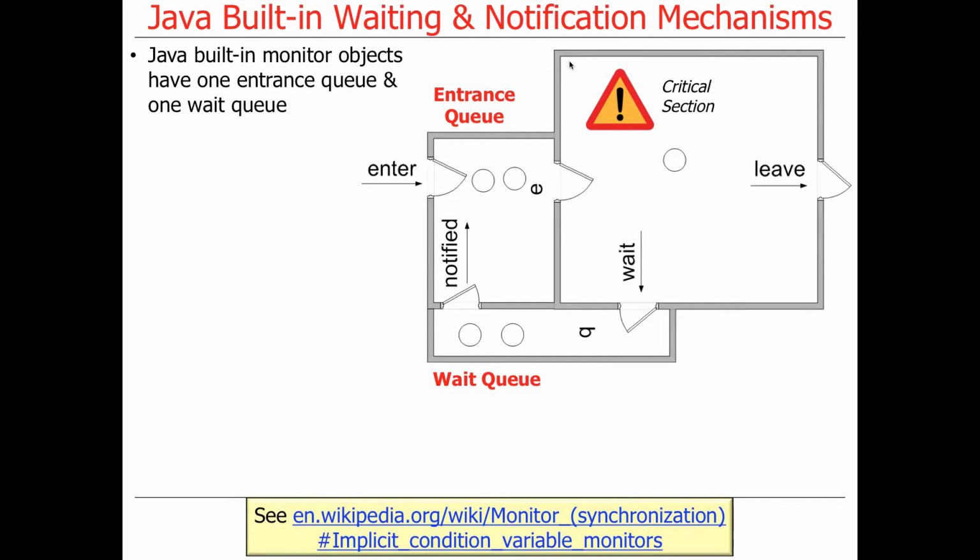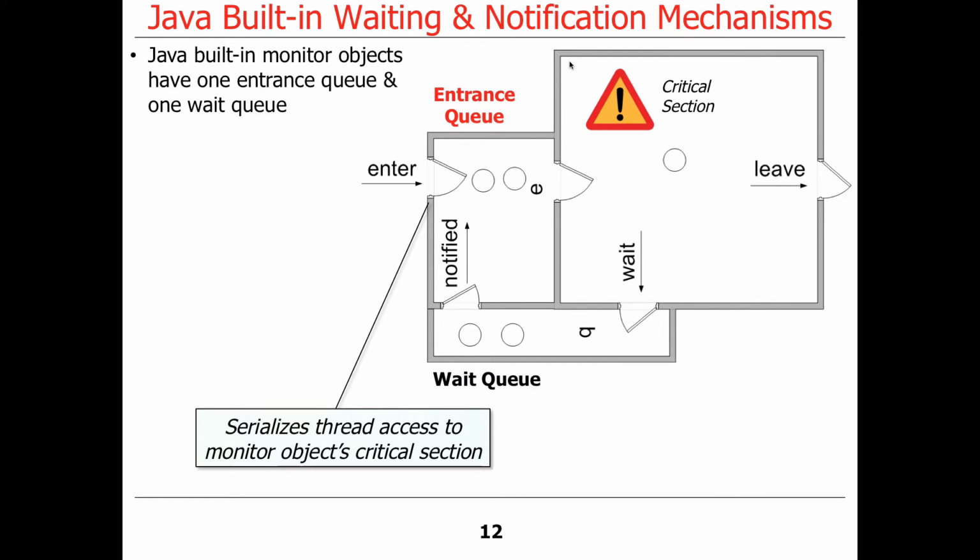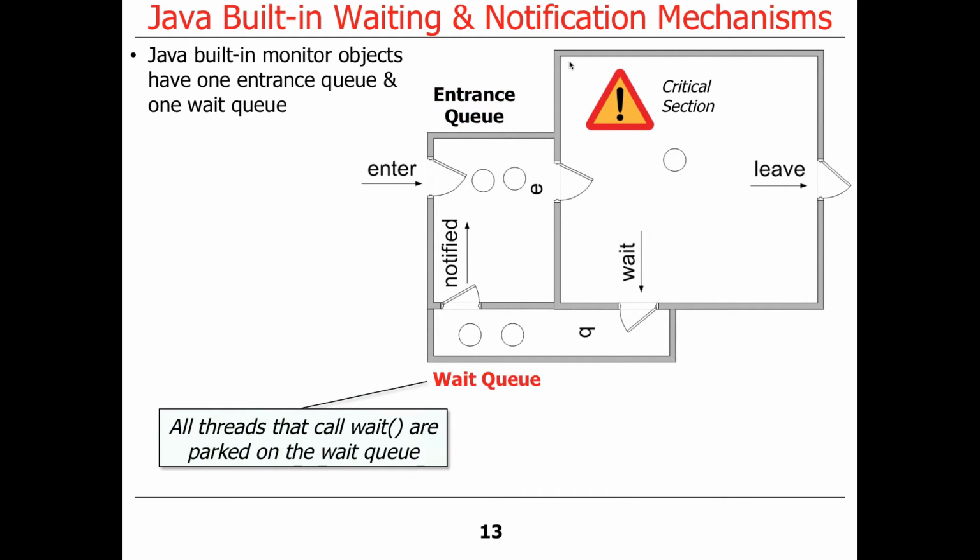Here's a picture that illustrates a visualization of a monitor object. If you go to the monitor Wikipedia link and you read about implicit condition variable monitors, that's the way that Java works. It has this thing called an implicit condition variable monitor. And the way it works, as we'll see here, is you have an entrance queue, which is basically the intrinsic lock. That's what's used to serialize access to the monitor. And then you have a wait queue.